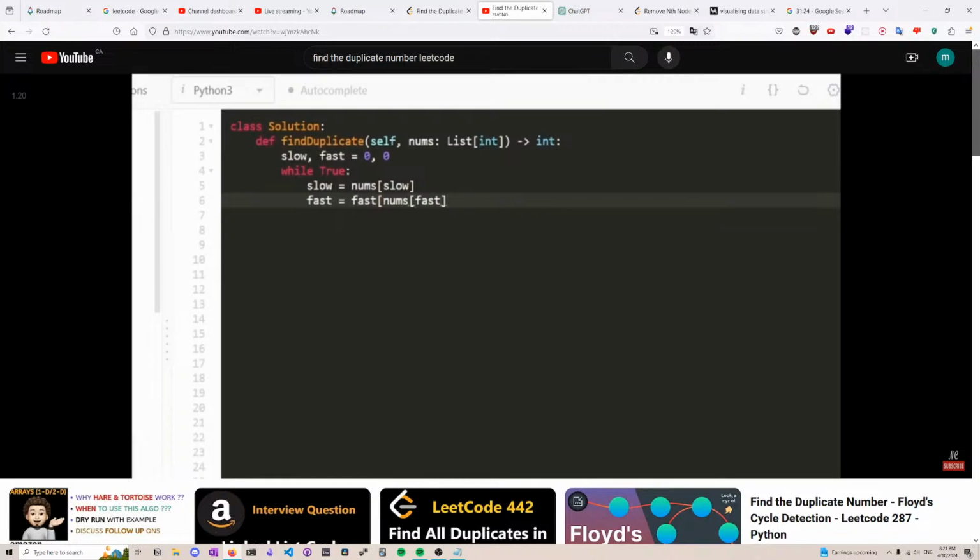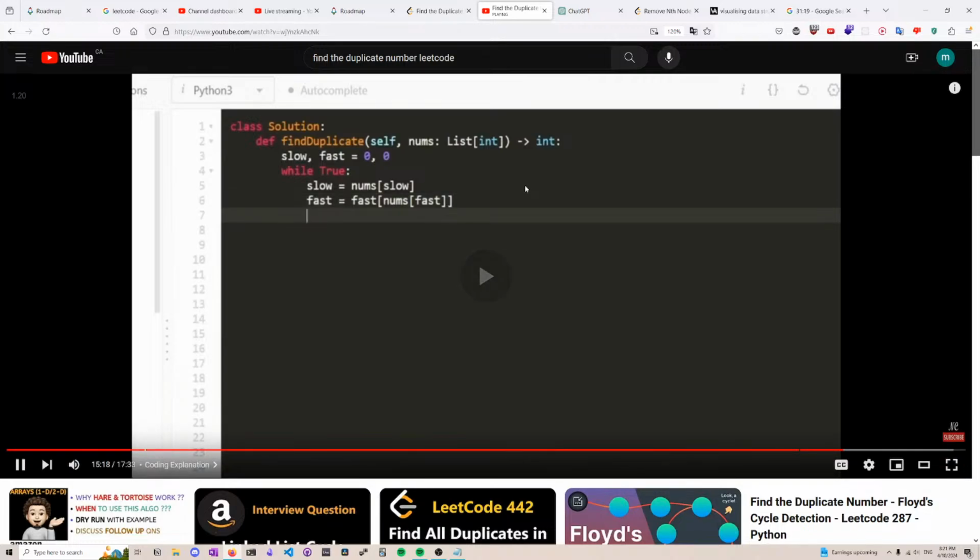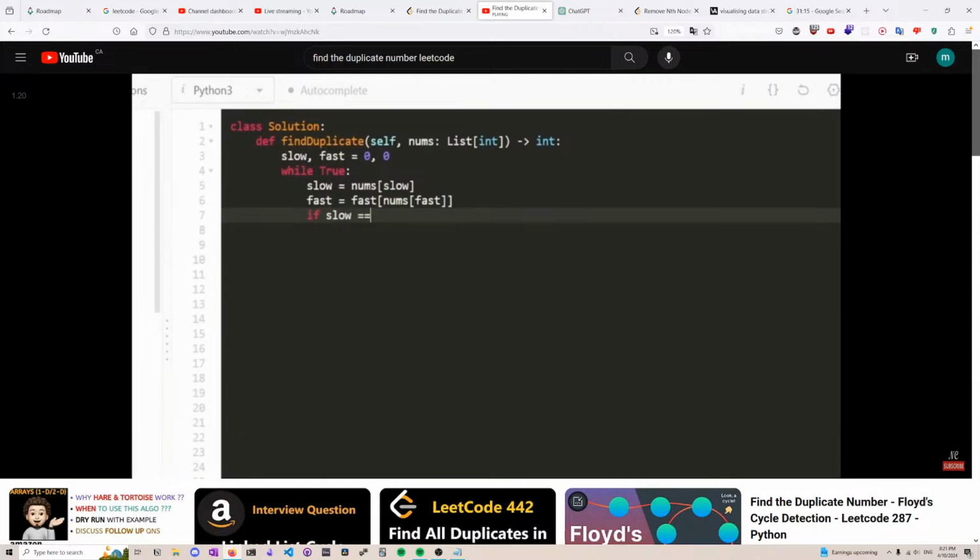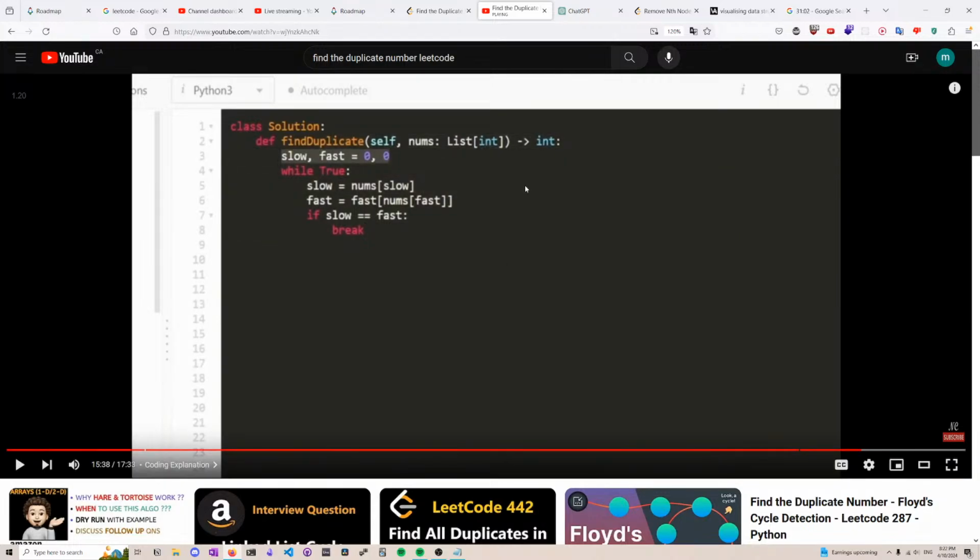And of course, fast and slow are always going to be in bounds, right? They're never going to point out of bounds. We know that for sure based on the restrictions that we're given. And if slow is equal to fast, that's when we can break out of the loop. If they're not equal, then we're not going to break. This is basically a do while loop, but I don't think you can do that in Python. So once we've done this, that's how we know, okay, fast and slow intersect.